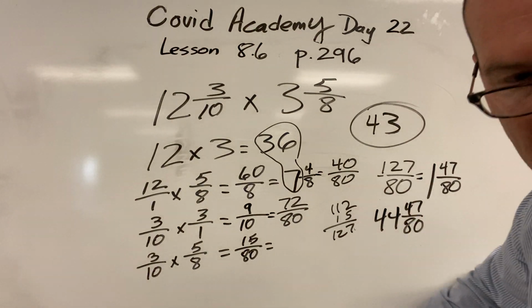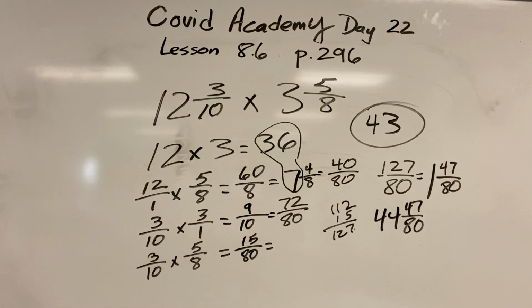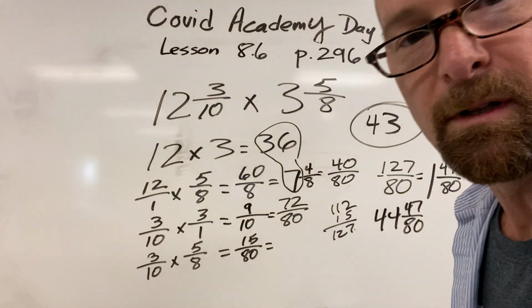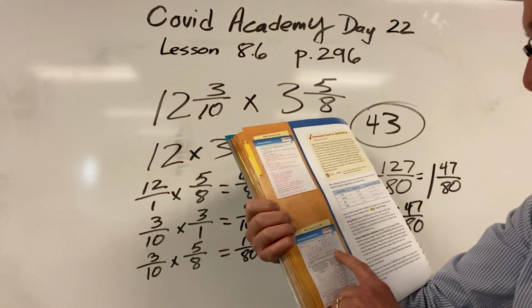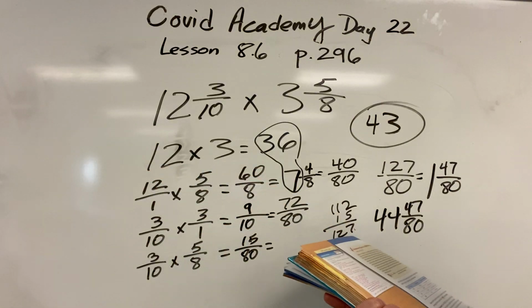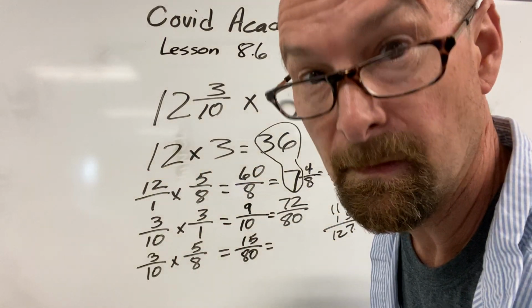I cannot believe that everyday math would say that's the answer. So let's look. Surely they wouldn't expect that to be a reasonable answer for 5th grade. Let's look at the teacher's cheater volume here. Oh yeah, right there. 44 47/80.